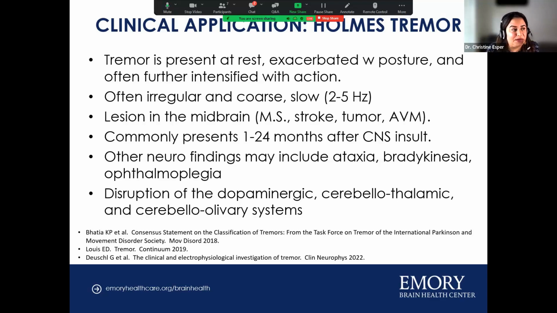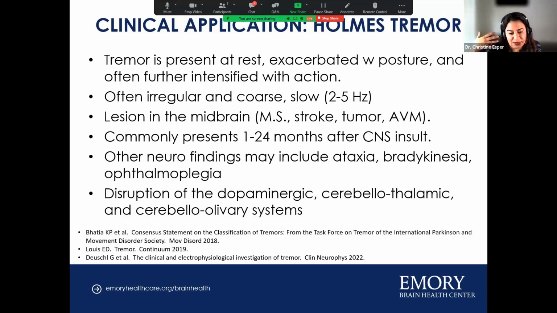So an example of such an unusual tremor is a Holmes tremor. This is a tremor that's present at rest, exacerbated with posture, meaning when the hands are put up, and often further intensified with action. And this is often an irregular and coarse tremor. It's about 2 to 5 Hertz, makes it a little bit more unique as compared to some other tremor types, often due to a lesion in the midbrain.